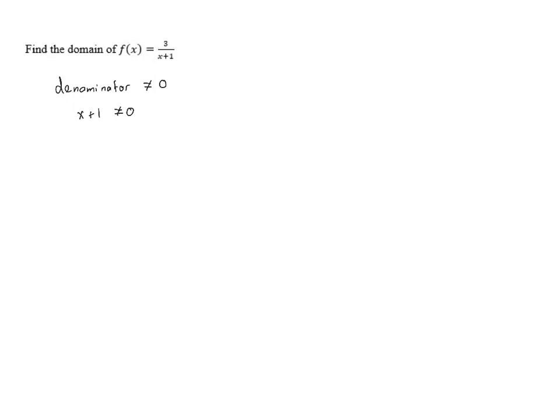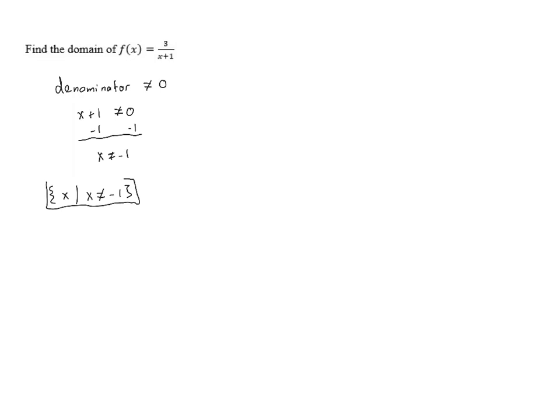And then we can solve for x to get the restriction on the domain. To get x alone, we subtract 1 from both sides. This gives us x is not equal to negative 1. And this is the restriction that we put on our domain. The domain is the set of numbers x such that x is not equal to negative 1.